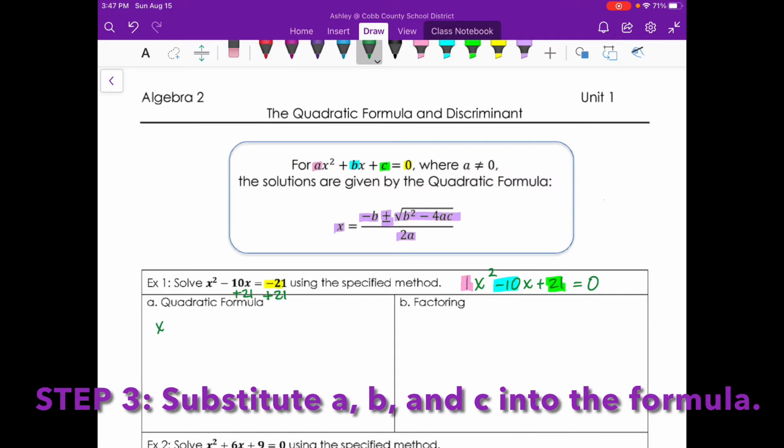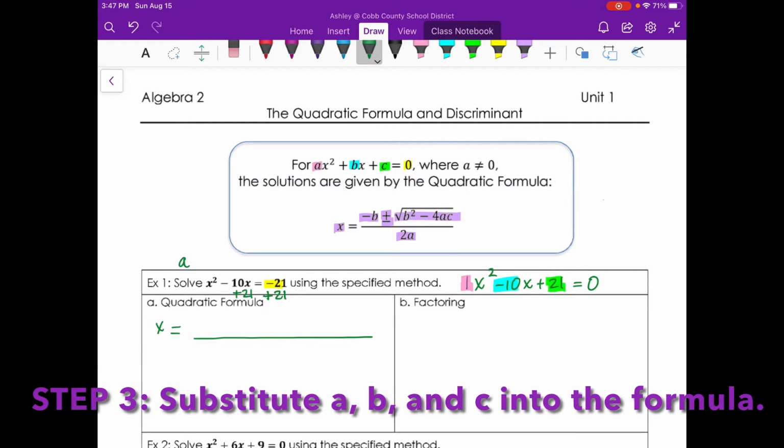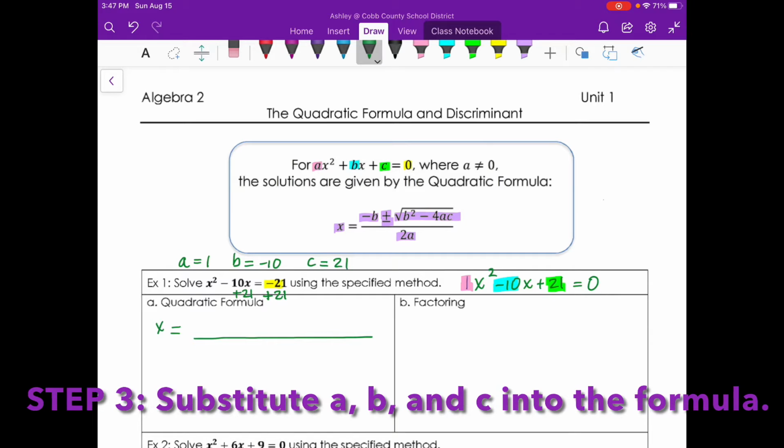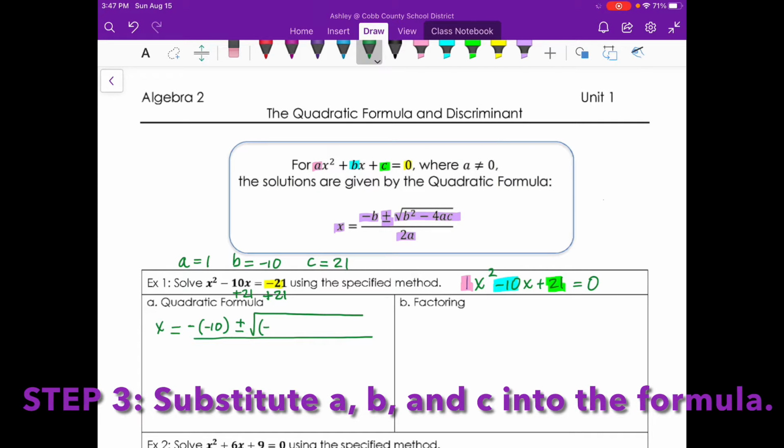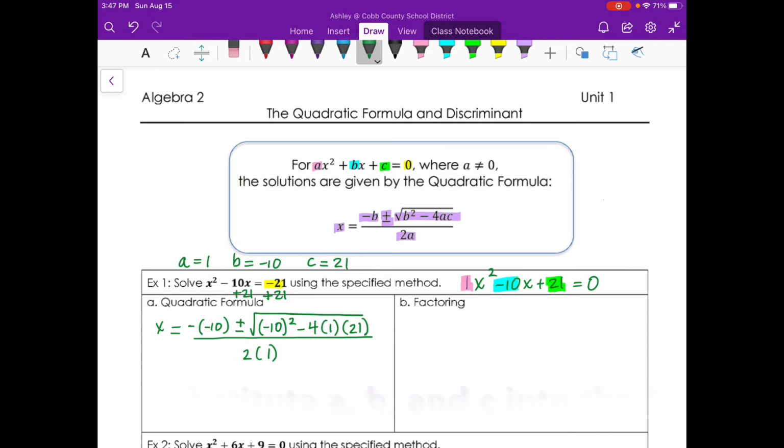X equals, make yourself a big fraction bar, and then we're going to start with negative 10. Remember that a is 1, b is negative 10, and c is 21. So the opposite of negative 10 plus or minus the square root of negative 10 squared minus 4 times a times c all over 2a.